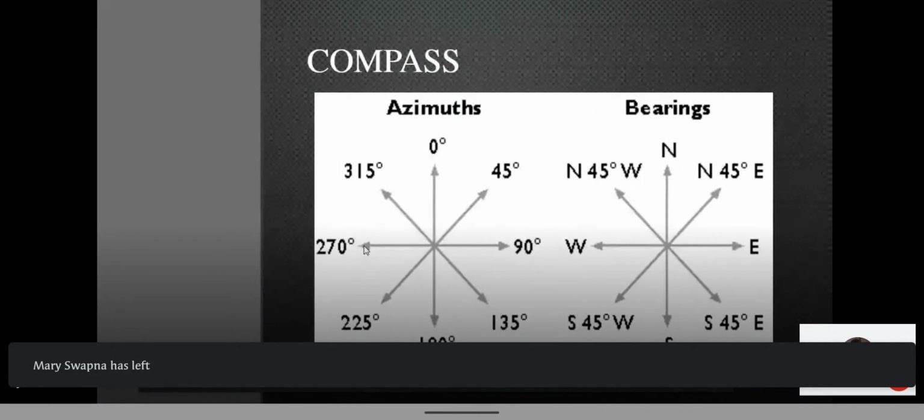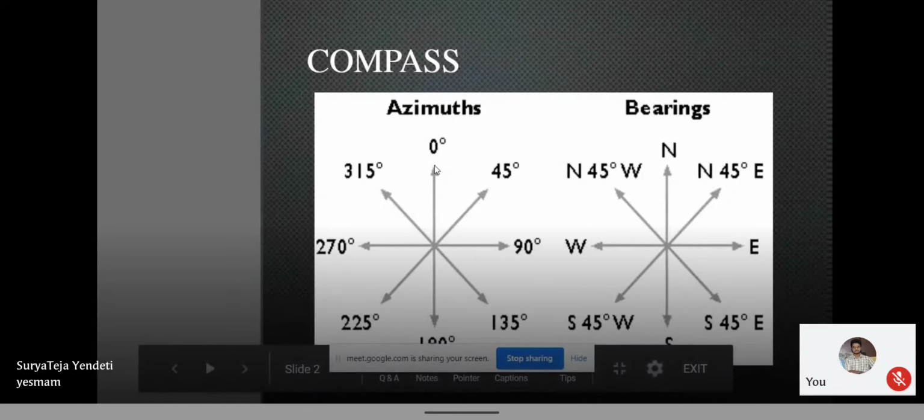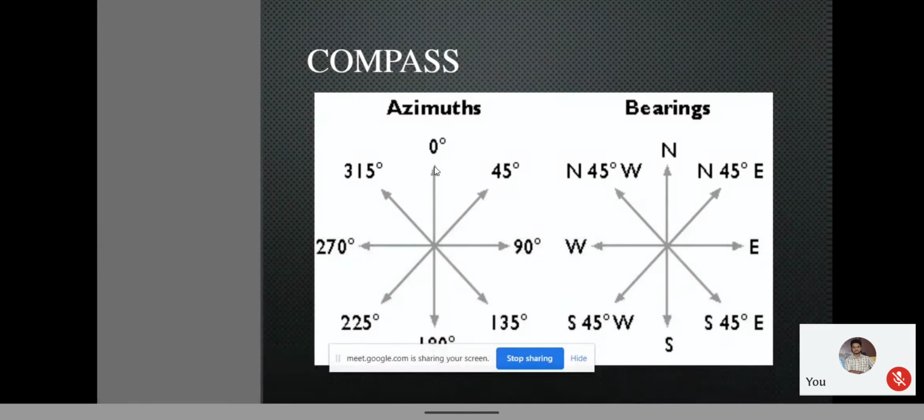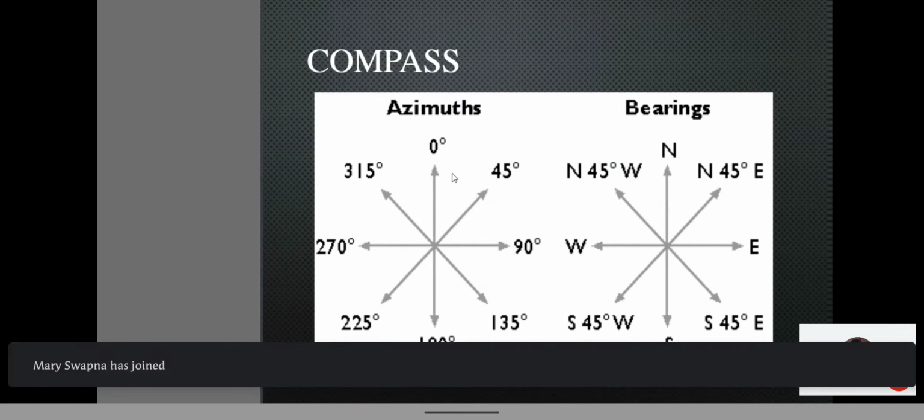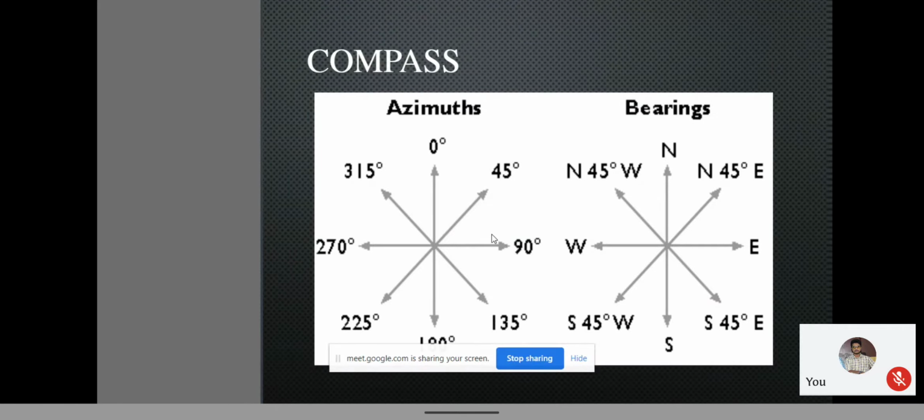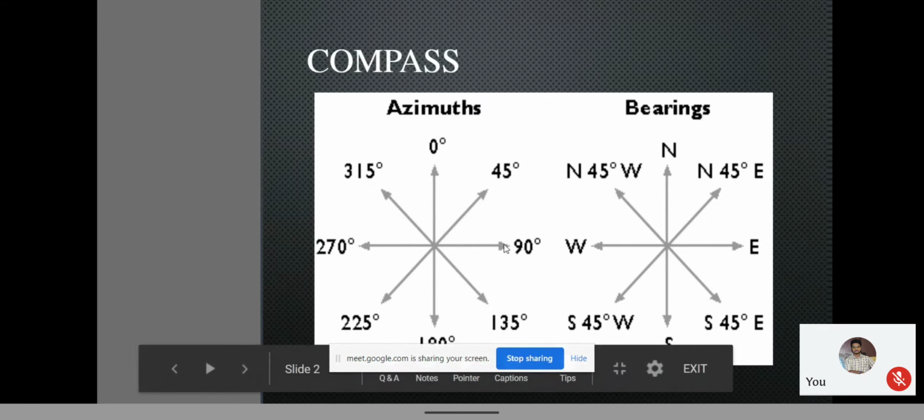If you keep it directly at 0 degrees, exactly at 0 degrees only it will show you the north. If the arrow is here, it will not show you north. If the arrow is here directly at 90, it will show you east.